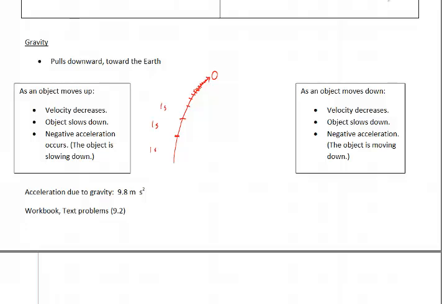And then the whole thing is reversed because now gravity is stronger than the push upward on the ball, and very slowly it begins to speed up again, and you get acceleration downward. Okay, so we have acceleration in both cases. We have acceleration as the ball is moving up, and we have acceleration as the ball is moving down. It's just that upward, as it's moving up, the velocity decreases, and so it's negative acceleration.